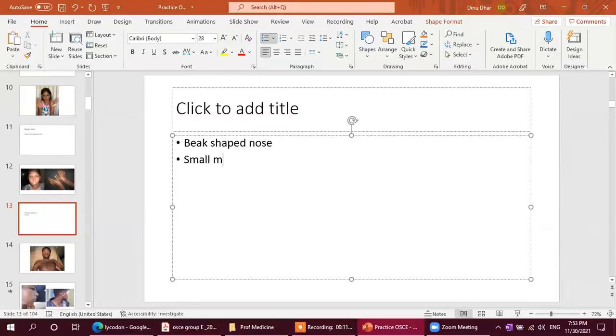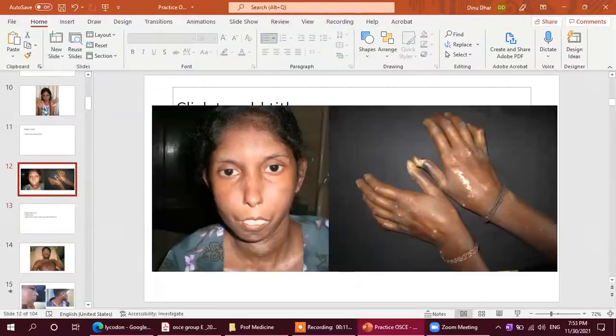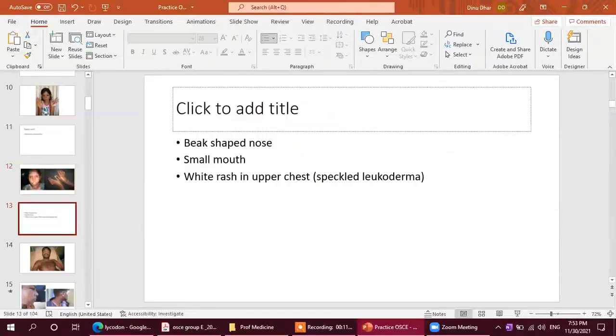And this white rash of the chest. There's a whitish sort of rash in the neck and the upper part of the chest. That is called speckled leukoderma. Right, so those are the features of systemic sclerosis: thick, shiny skin, beak-shaped nose, microstomia, and speckled leukoderma.